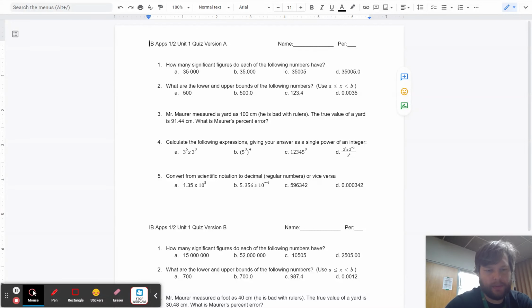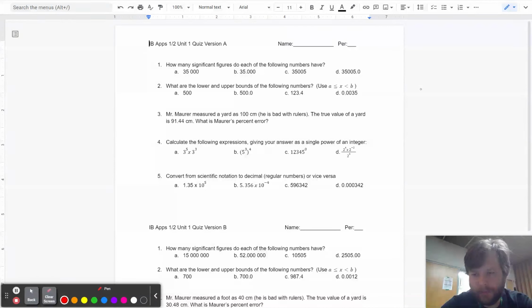All right, everybody. So I wanted to go over the problems that were on the quiz. I'll kind of skip around between the two different versions. If you do end up doing a retake, you'll have a different version to do on that. So, how many significant figures do each of the numbers have?